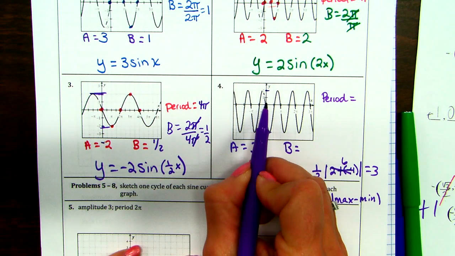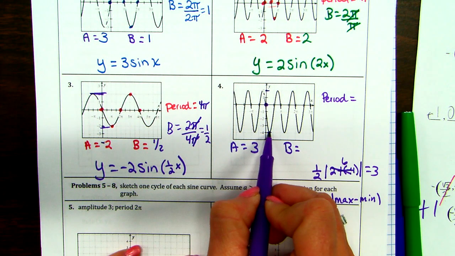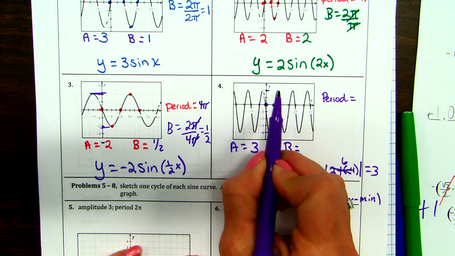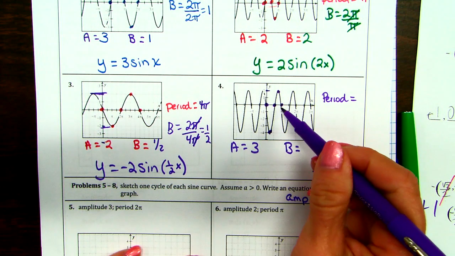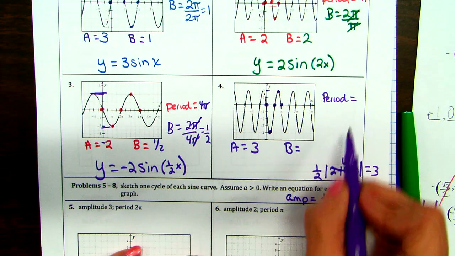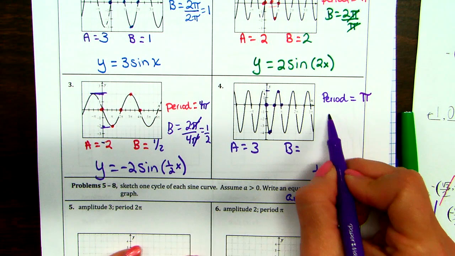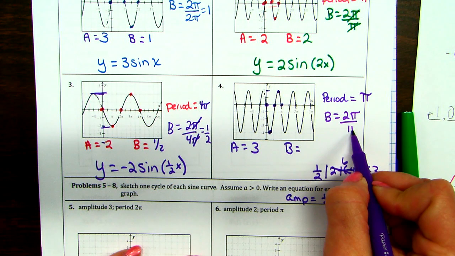So starting at 0, middle, and I'll just see how we're going down. This is another flip. Middle, down, middle, up, middle. 1, 2, 3, 4, 5. What are we at right there? Pi? I can't see. So period is pi. To find B, it's 2 pi, always on top, divide.